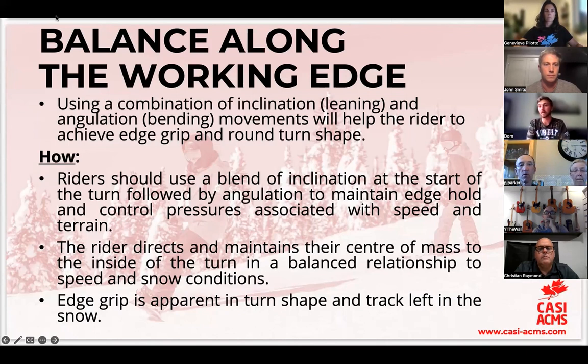So we do that by moving our mass over the edge, either leaning or bending, getting it closer to the edge to manipulate the angle that the board's on. And that's what's going to give us effective edge grip, which influences that turn shape John talked about and helps us make rounder turns, helps us hold a straight line, helps us cut across the hill. It helps us do a lot of things effectively.